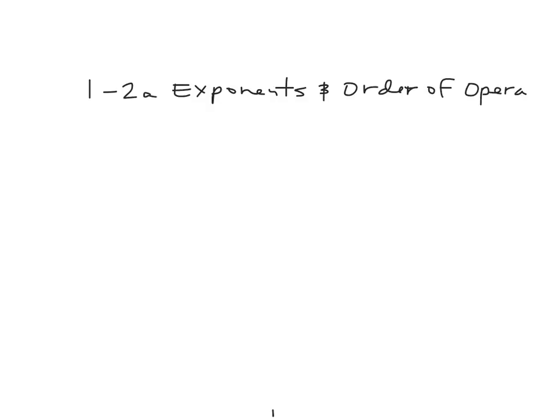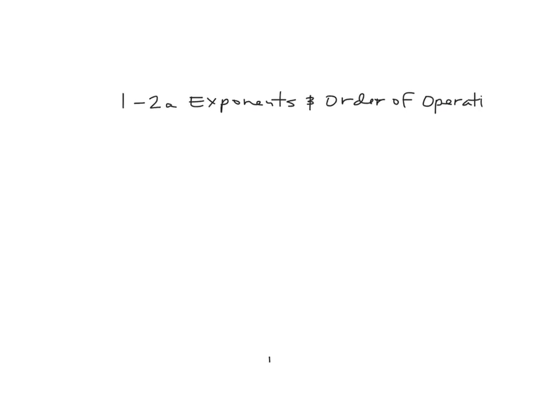Like this. I give you the lesson number, so this is 1-2A, and then the title of what we're doing. So this is exponents and order of operations. We're running out of room.